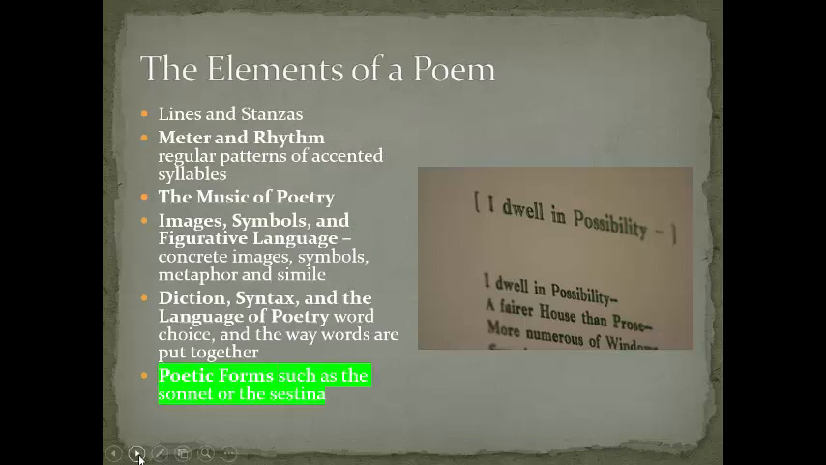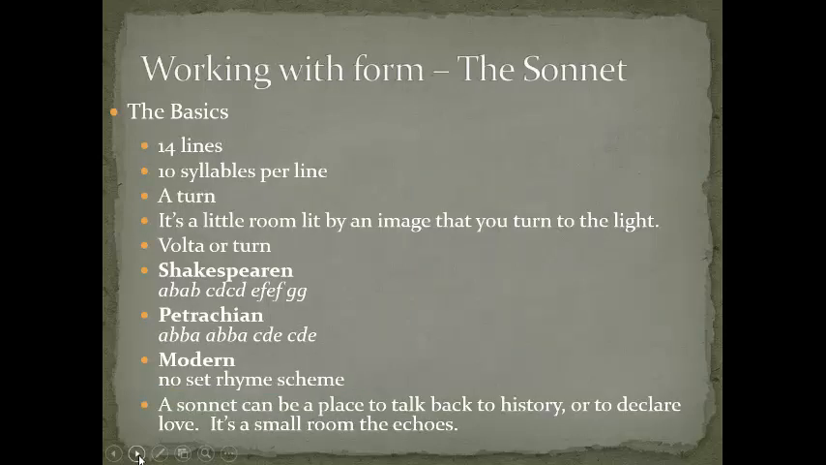So, as I mentioned, poetic forms, such as the sonnet or the sestina, are one of the elements of poetry, like diction, images, music of poetry, meter and rhythm, and lines and stanzas. We've already talked about lines and stanzas, images, symbols, and figurative language, and the music of poetry, and now we're moving on to poetic forms, and this is a 2-week lesson. So this week we're going to be talking about the sonnet.